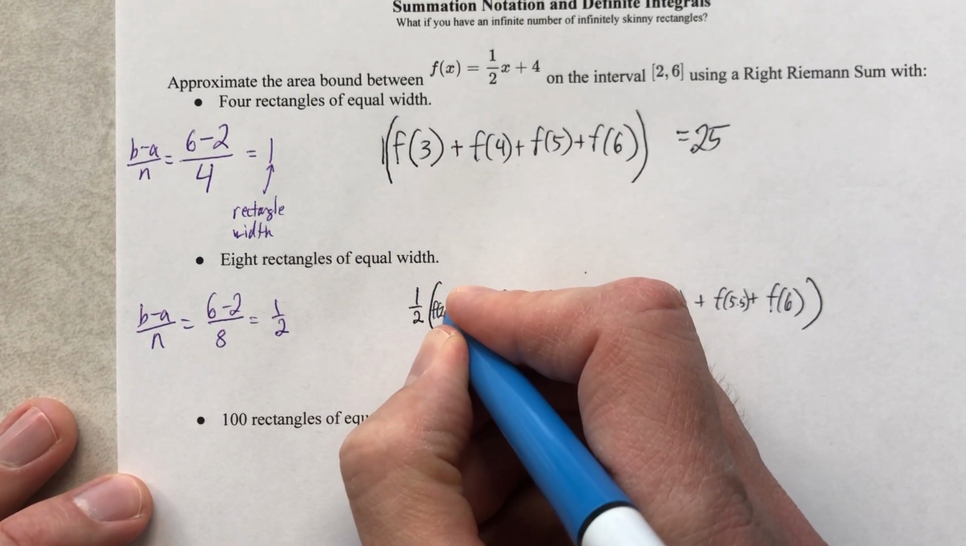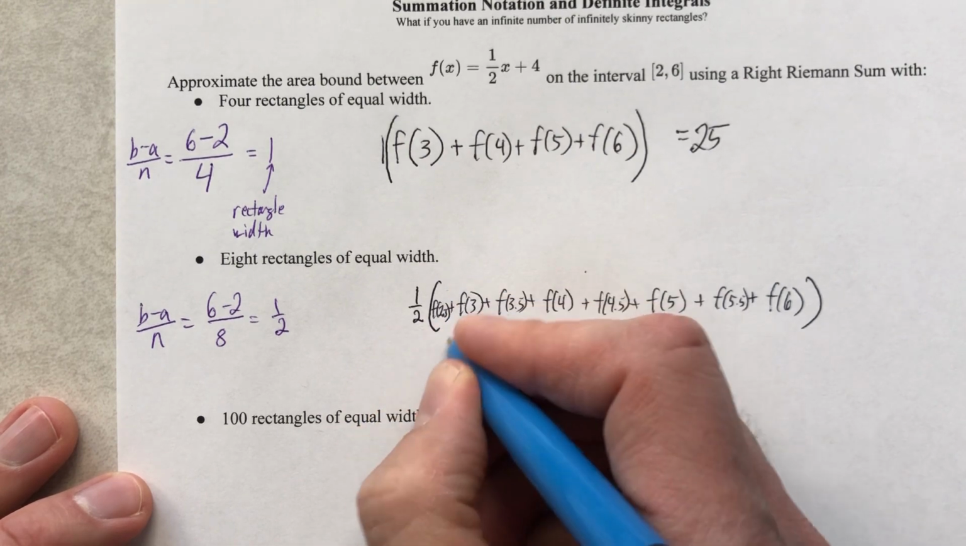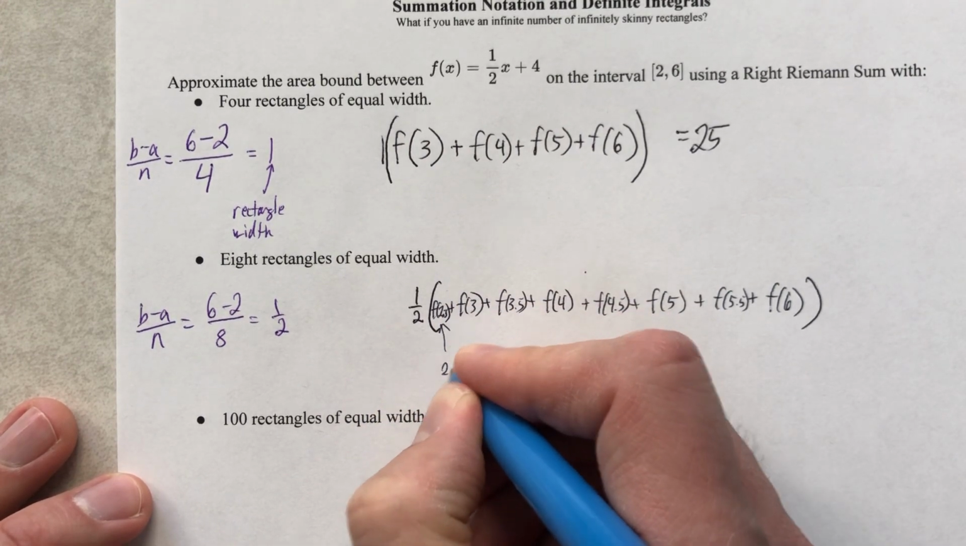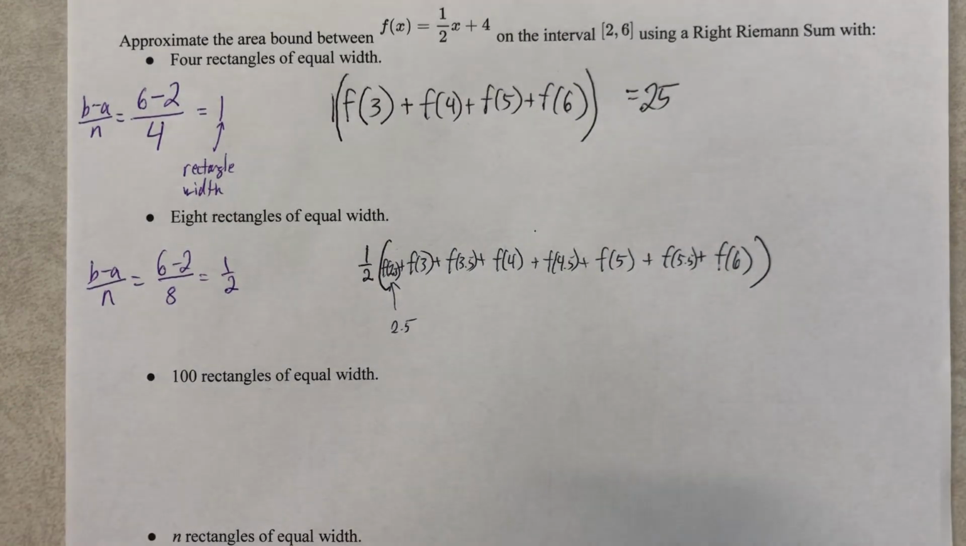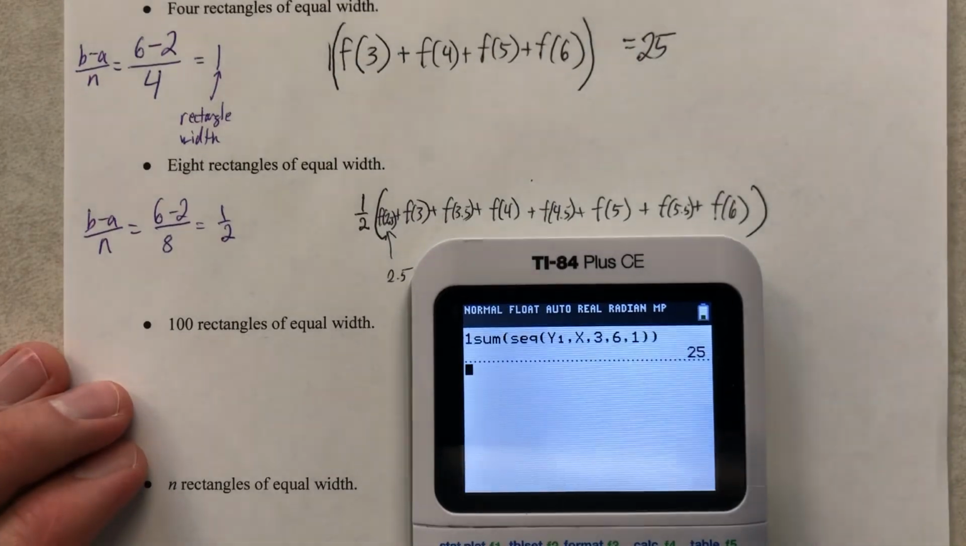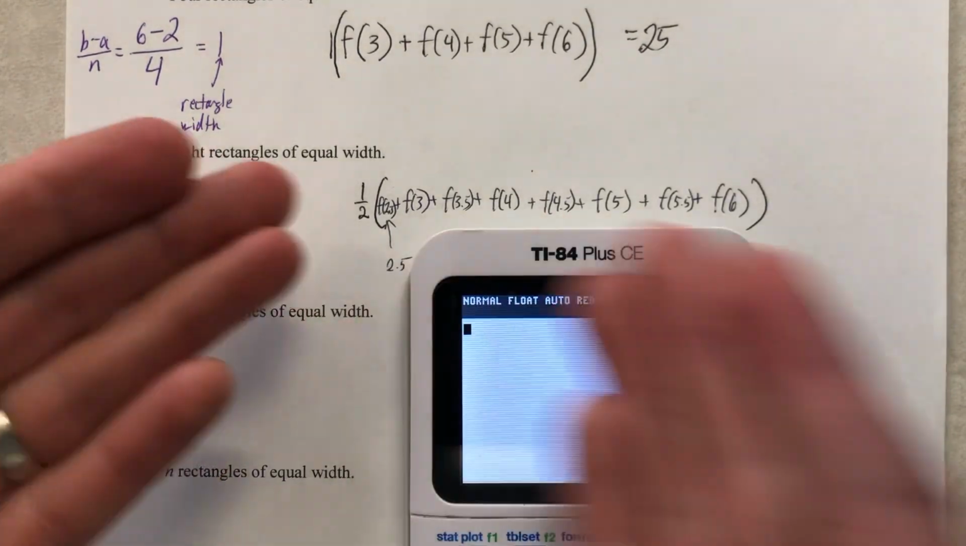F of 2.5. Oh no, you can barely read what it says. That right there says 2.5, just so you know. Terrible handwriting. Sorry about that. And we're going to find out what that is. So let's review the calculator steps again. Here we go. I'm going to type all this in.